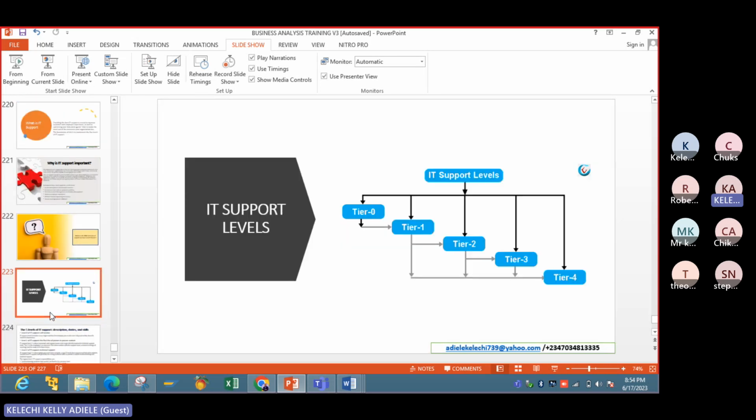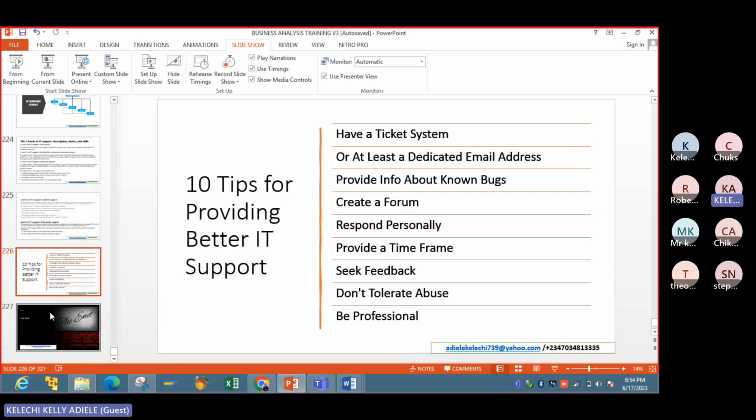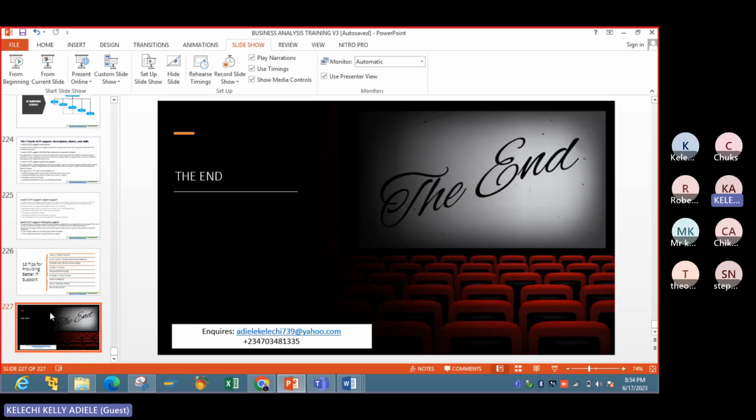What are the different kinds of support levels we have? And then we have the 10 tips for providing better IT support. Then we look at the tips, and that ends the class.